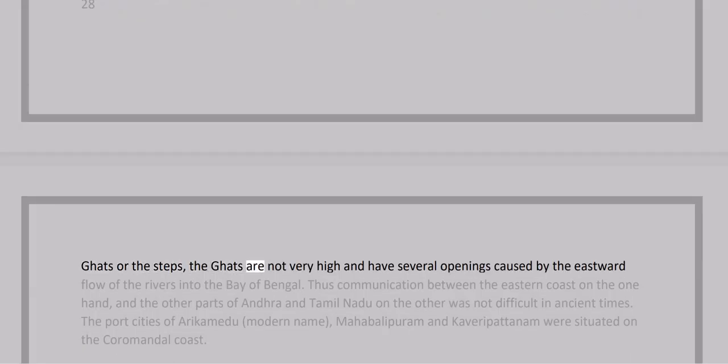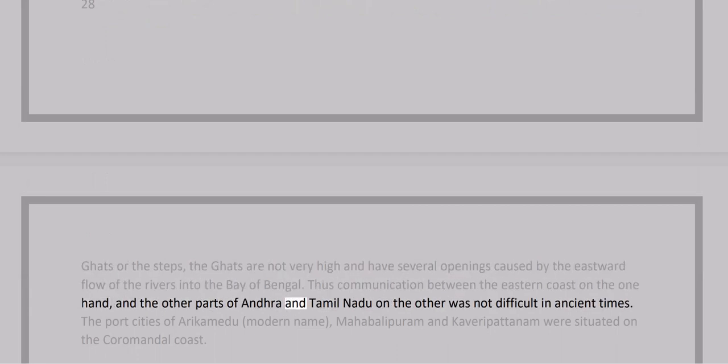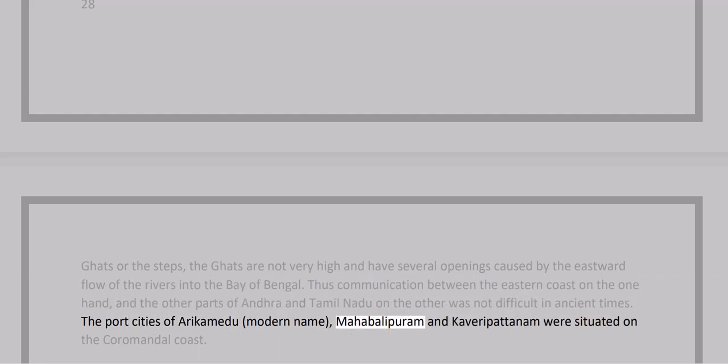is flanked by the Eastern Ghats or the steppes. The Ghats are not very high and have several openings caused by the eastward flow of the rivers into the Bay of Bengal. Thus communication between the eastern coast on the one hand and the other parts of Andhra and Tamil Nadu on the other was not difficult in ancient times. The port cities of Arikamedu, Mahabalipuram and Kavarapatnam were situated on the Coromandel coast.